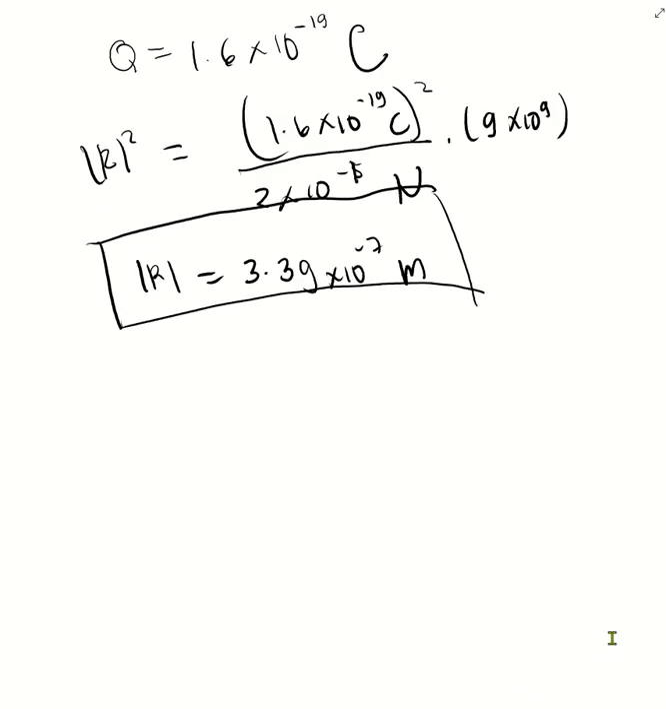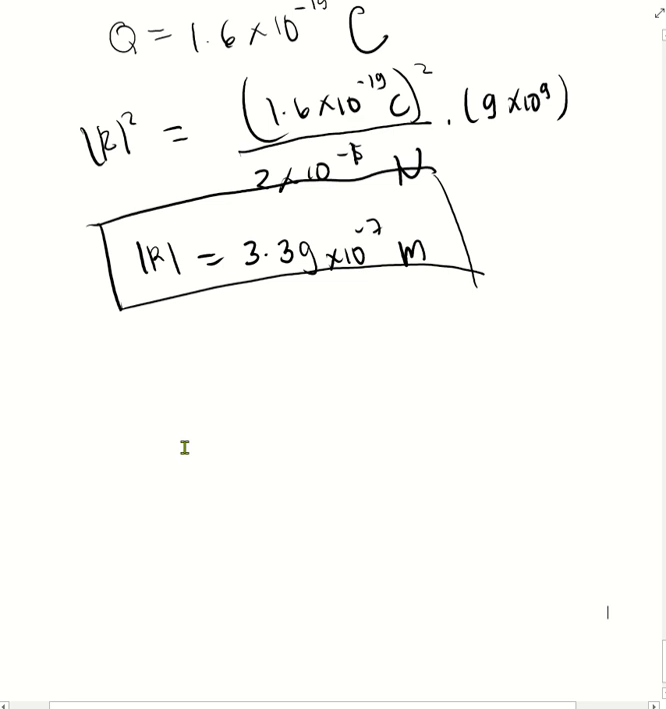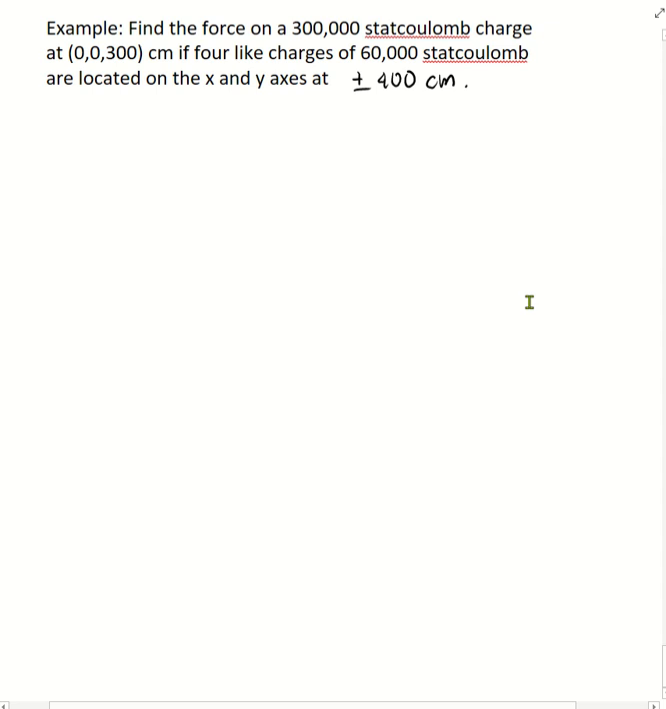Last example. We can take another last example. Find the force on a 300,000 stat coulomb charge that is located at 300 centimeter, if four like charges of 60,000 stat coulomb are located on the x and y axis at plus or minus 400 centimeter. So this is x and y axis. So there are four of them, plus and minus in x and plus and minus in y.